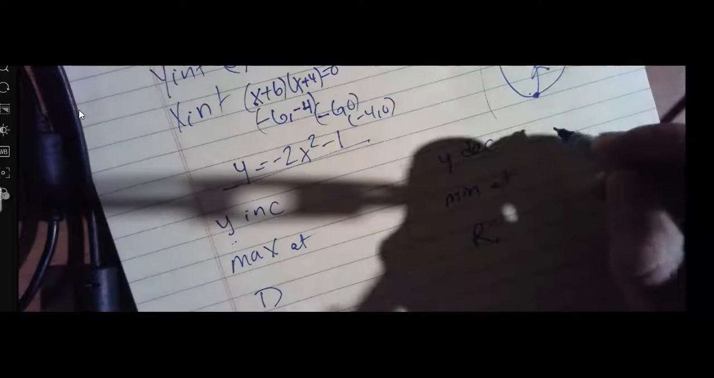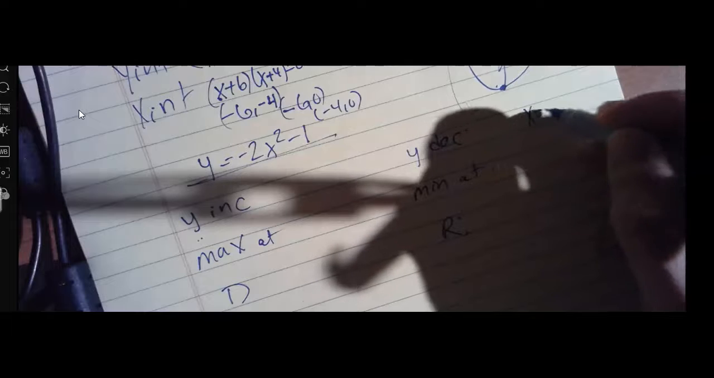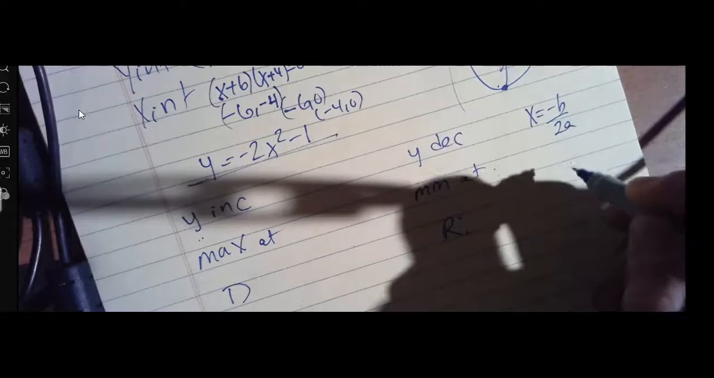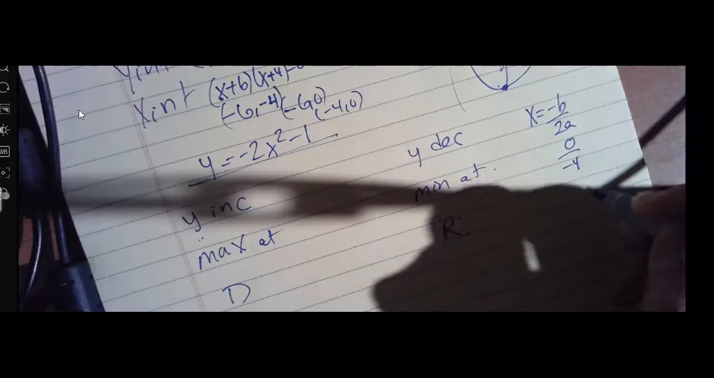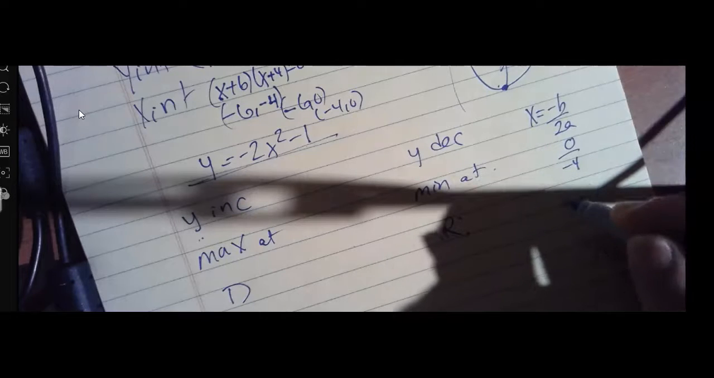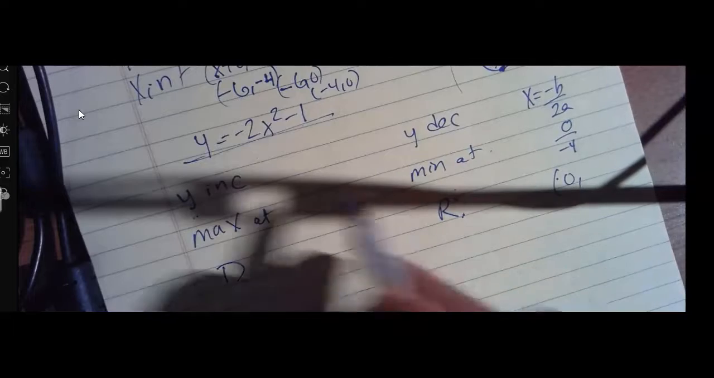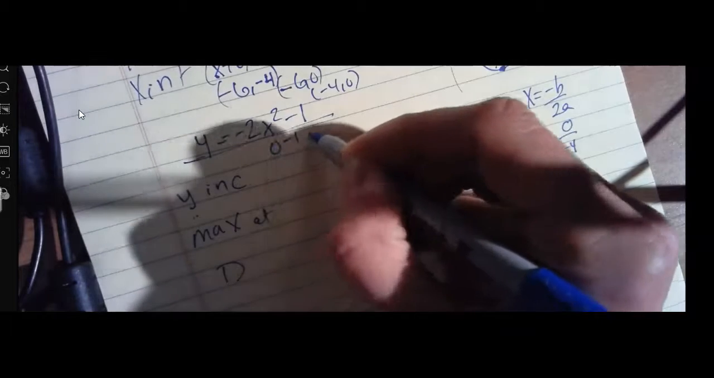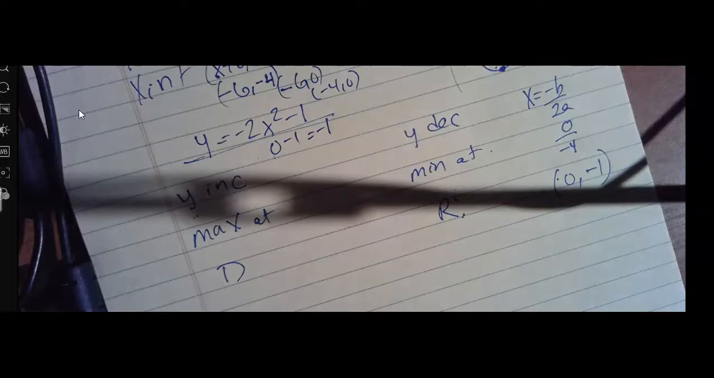Well, we need to find that x. We need to find that turning point. So we're going to have x is equal to negative b over 2a. So b is actually 0, so it's going to be 0 over negative 4. So therefore, x is going to be 0 for the x-coordinate of our vertex. We plug 0 back in, and we get 0 minus 1 equals negative 1. So therefore, (0, negative 1) is our vertex.